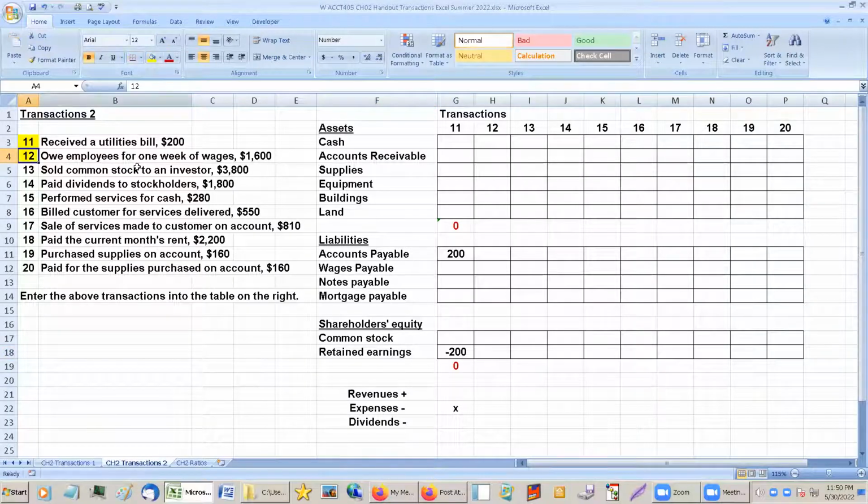Okay, owe employees for 1 week's wages of 1,600. Okay, so wages payable, we owe them 1,600. And again, that would be an expense. It will eventually end up in retained earnings.